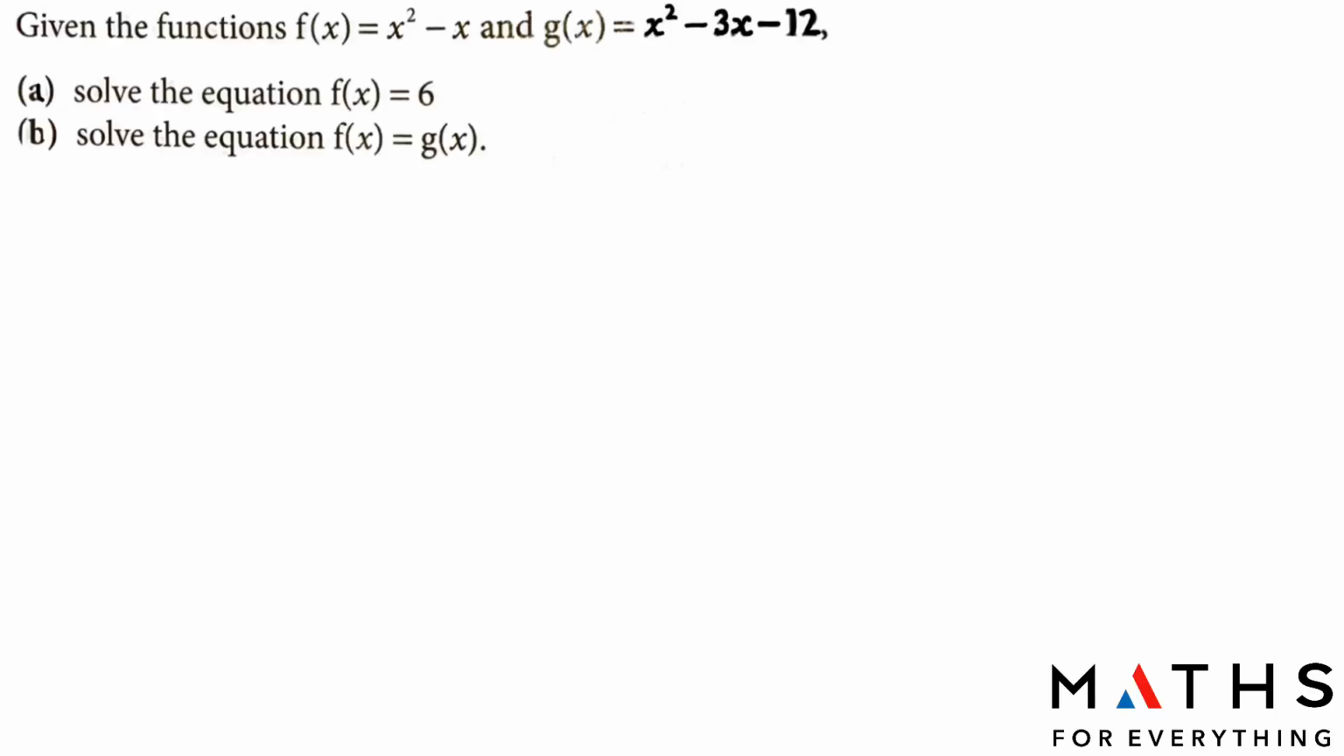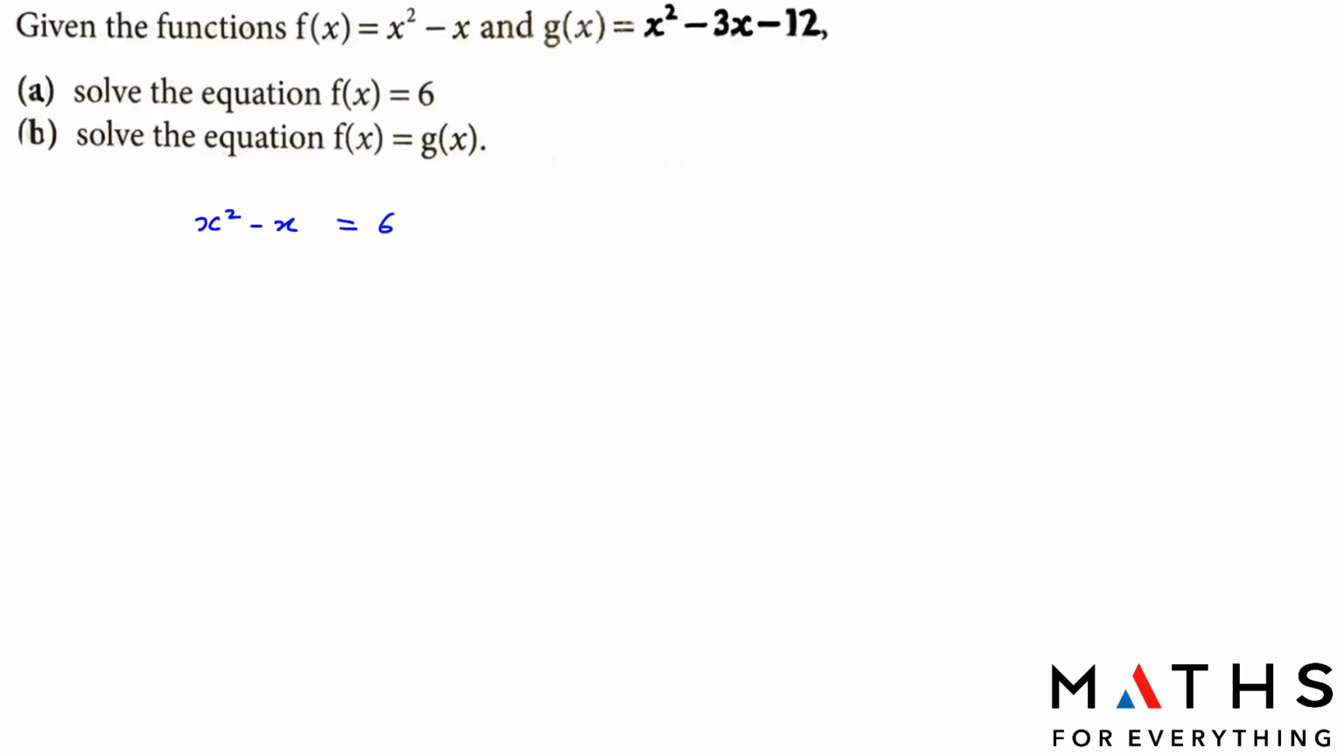The next question is a little bit more complicated. We have a quadratic equation here. So the function f of x is equal to x squared minus x and g of x is equal to x squared minus 3x minus 12. A, solve the equation f of x is equal to 6. So what is our f of x? X squared minus x, sorry. And that is equal to 6.